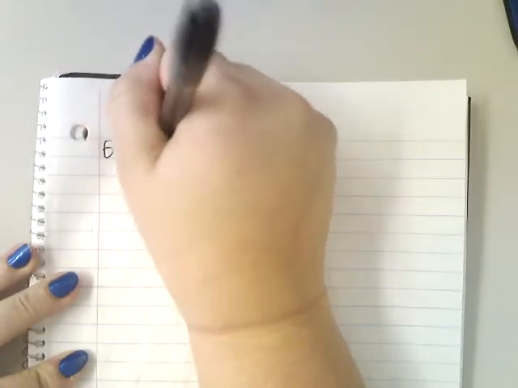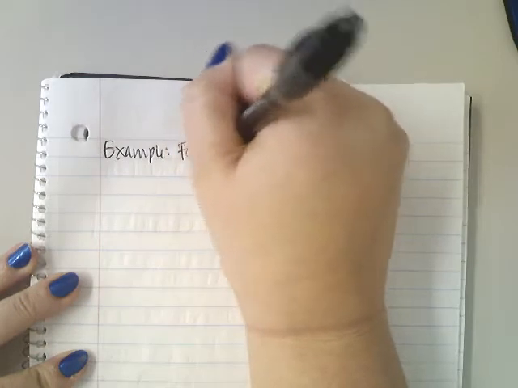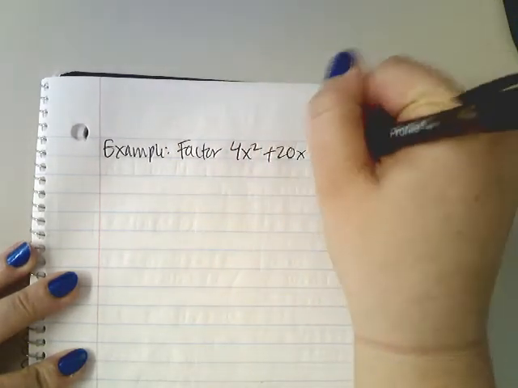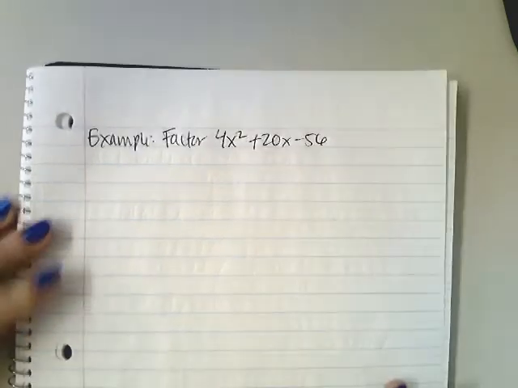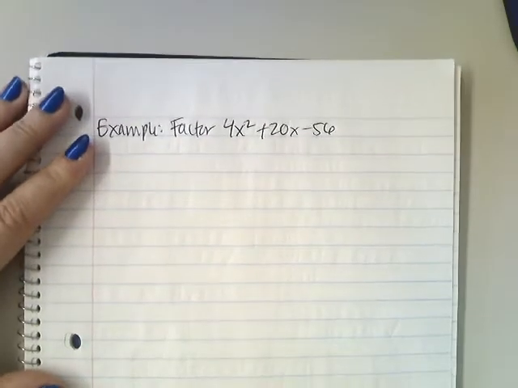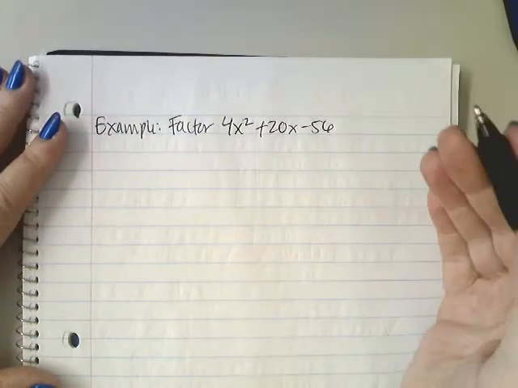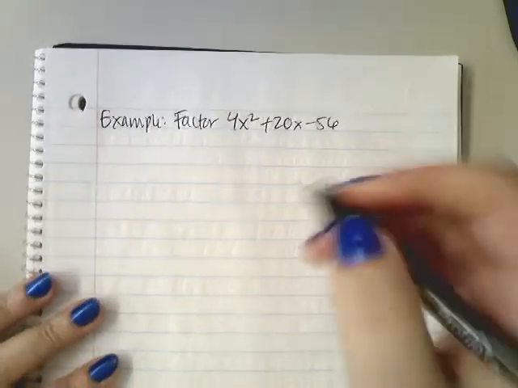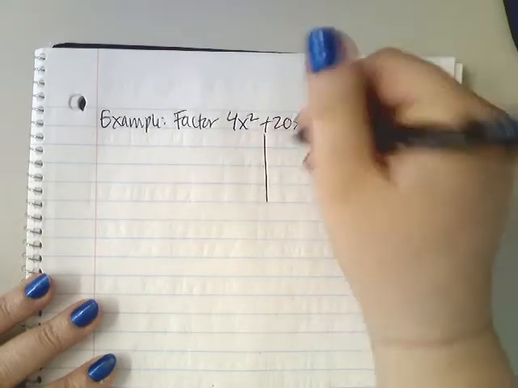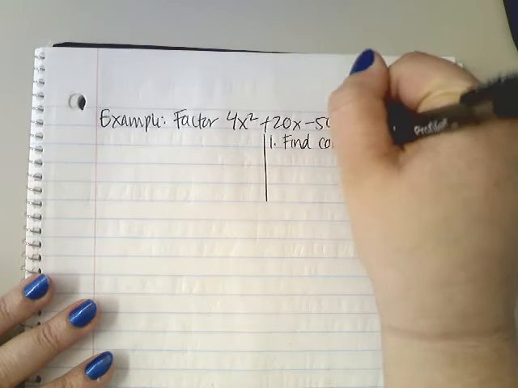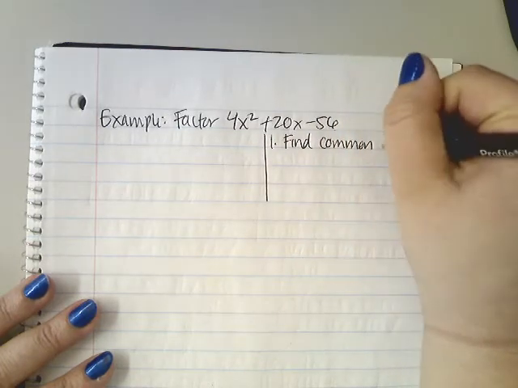I want us to factor 4x squared plus 20x minus 56. So now we're working not with a binomial, but a trinomial. So this time you're not going to be able to factor an x out of all of them, but there should be other common factors that we can pull out. So step one is again going to be to find common factors, or a common factor.